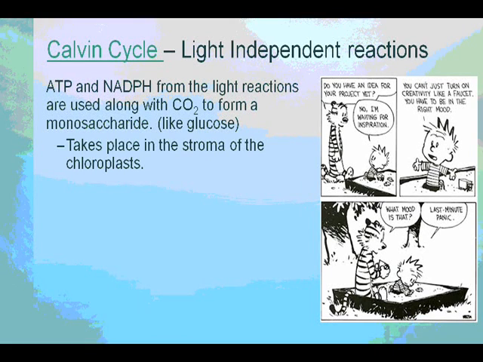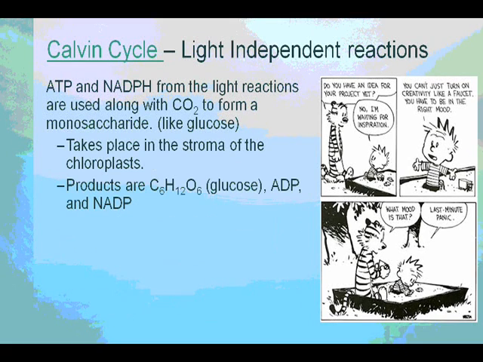That is the liquid part on the outside of the thylakoids that fills up the chloroplasts. The products here are glucose, which is C6H12O6, ADP, because we used up all of the energy from the ATP, and NADP. ADP and NADP go back to the light-dependent reactions to get more energy and more hydrogen.